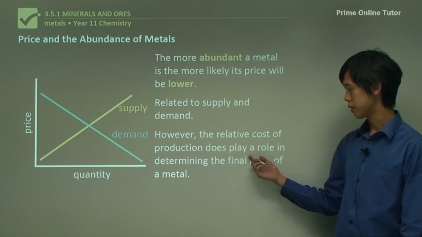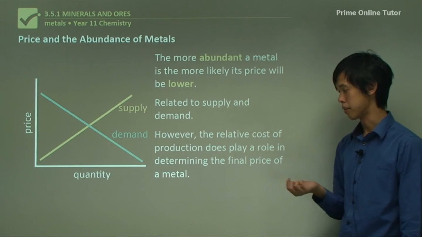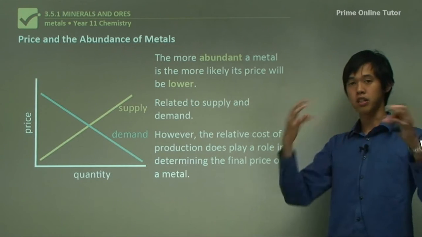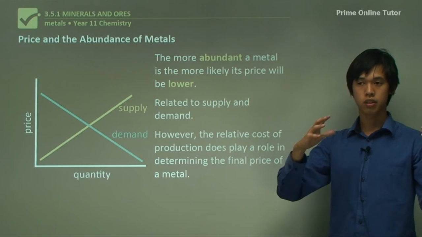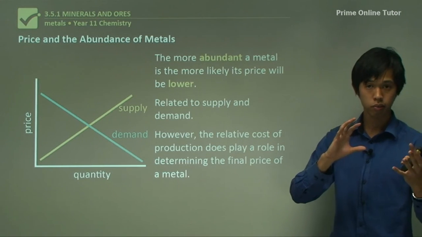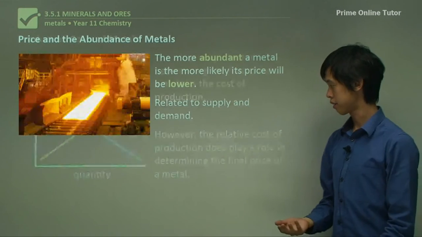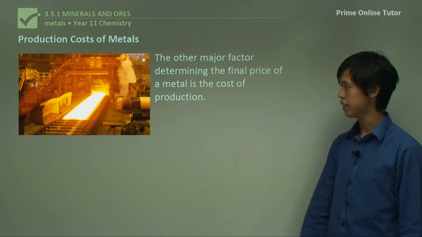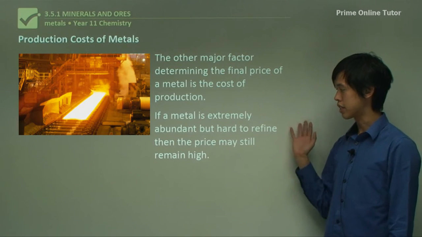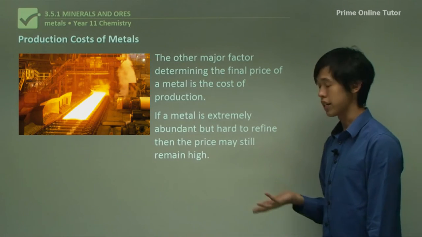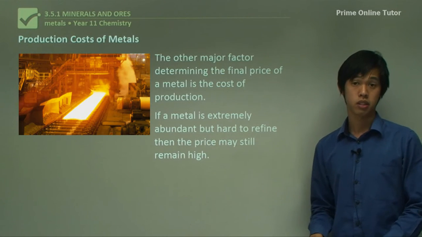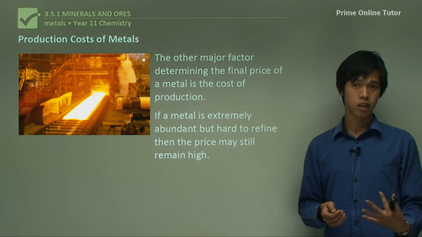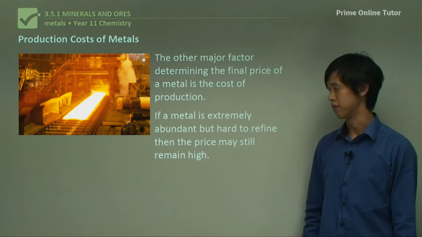However, the relative cost of production does play a role in determining the final price of the metal, as I mentioned before. These two, the abundance and the cost of production, sort of interact with one another to give you the final price. So the cost of production is the other major factor. If a metal is extremely abundant but hard to refine, then the price may still remain high. Aluminium is one such case. We have a lot of aluminium in the soil, but it's so hard to extract that it tends to still be quite expensive.